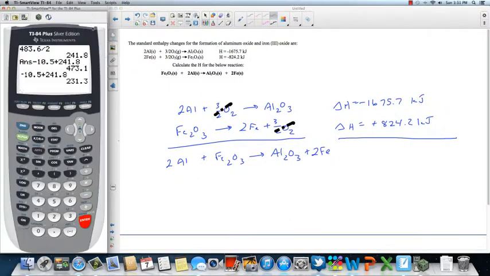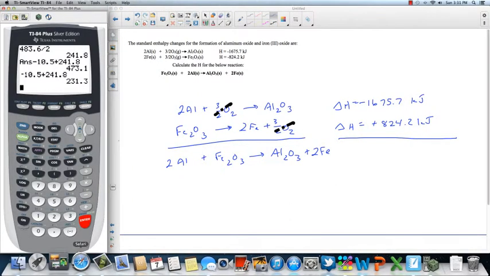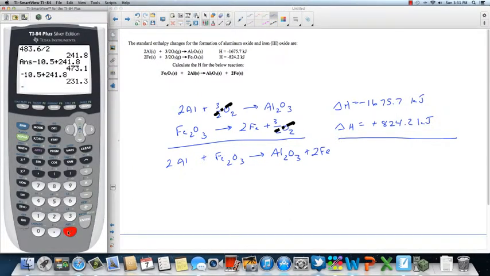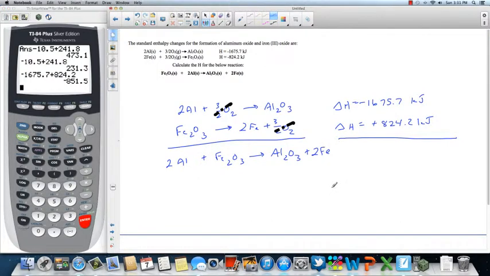So now we just have to add up our enthalpies. We come over here and say negative 1675.7 kilojoules plus 824.2 kilojoules equals negative 851.5 kilojoules. So we come back over here and we can see delta H is equal to negative 851.5 kilojoules.